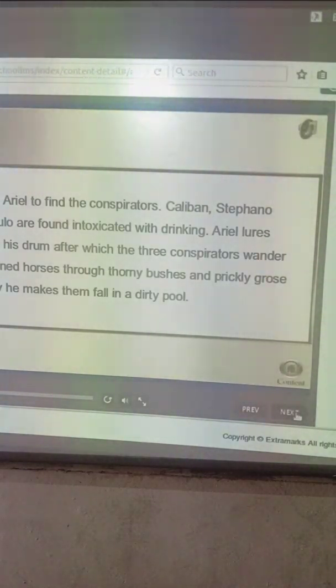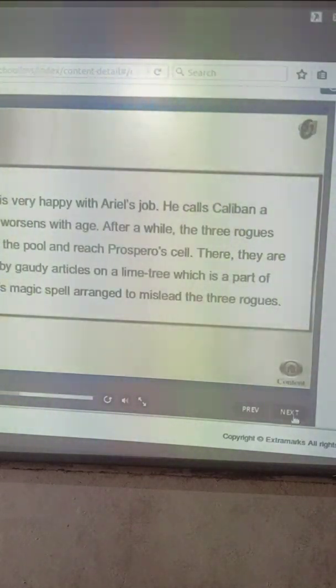Caliban, Stefano, and Trinculo are found intoxicated with drinking. Ariel lures them with his drum, after which the three conspirators wander like untrained horses through thorny bushes and prickly groves, and finally he makes them fall in a dirty pool. Prospero is very happy with Ariel's job. He calls Caliban a devil who worsens with age. After a while, the three rogues are out of the pool and reach Prospero's cell.